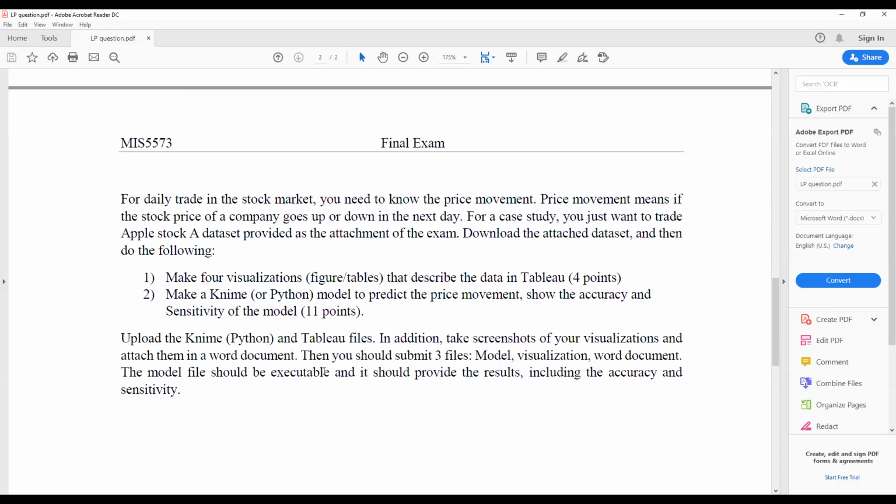So for the second question of your final exam, you need to upload your KNIME or Python and Tableau files. I should be able to run them, so they should be executable files. Because I want to evaluate your grades, I need to run your code and see the results. Same for Tableau. So please just upload the file that I can execute. But also for Tableau, I want you to take a screenshot of your visualizations, either tables or figures, and attach them in the Word document.